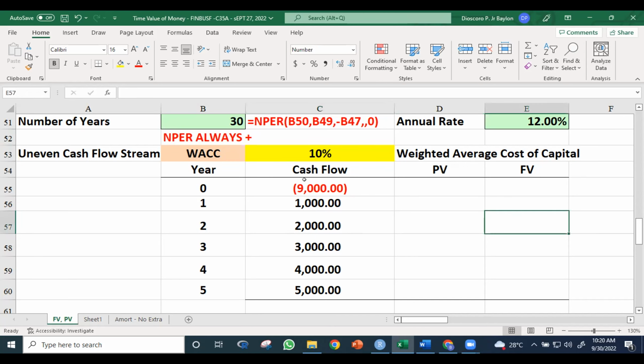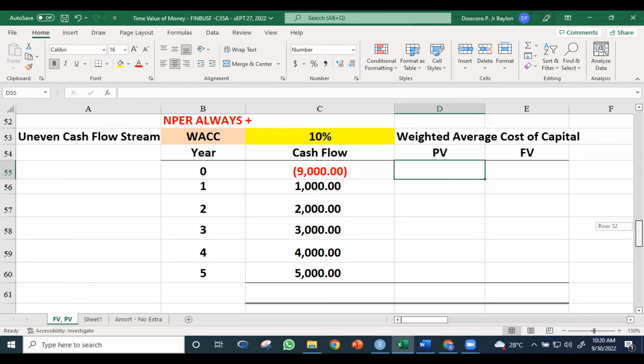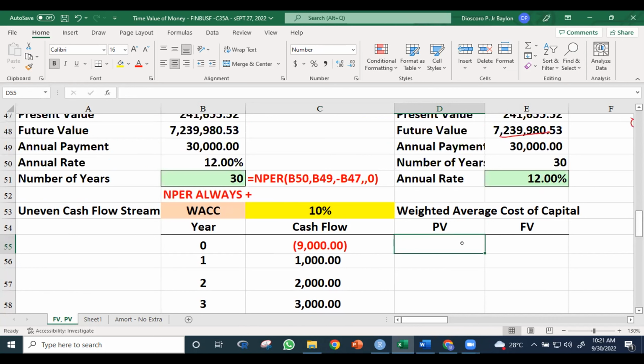So this is what we call an even stream of cash flows. The first method is just to individually get the present values, and once we're able to get their present values, we can now add them. So how much is 9,000 at year zero now? Of course, we expect it to be 9,000. And let's just maintain the sign of the cash flow.